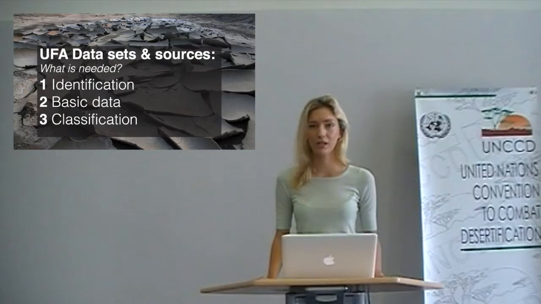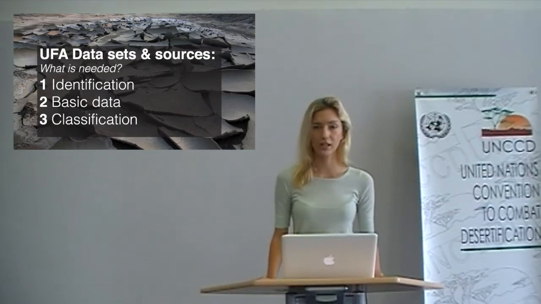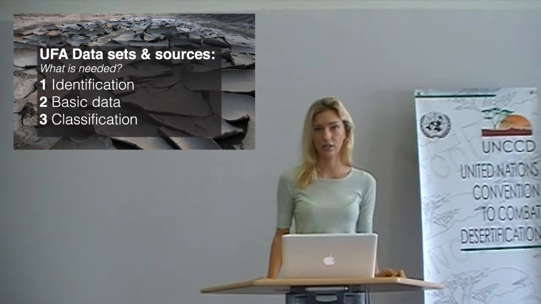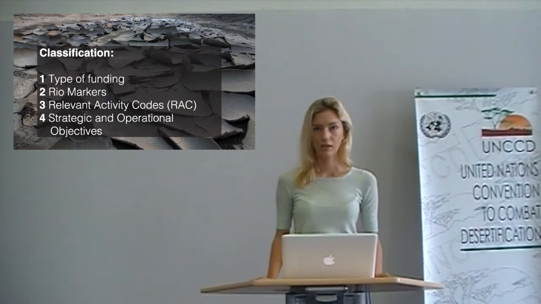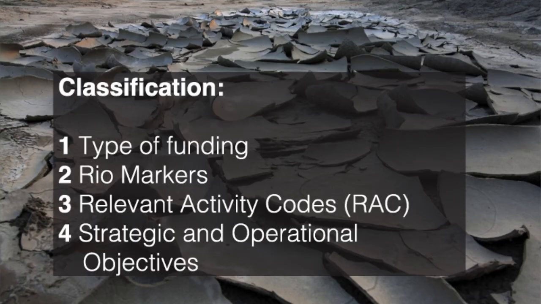You can find more information about how to identify your project and where to insert the funding information in the reading materials that we're going to be supplying to you. But for this video, let's focus on the classifications. There's 4 kinds of main classifications: funding instrument, relevant activity codes, RIO markers, and strategic and operational objectives.